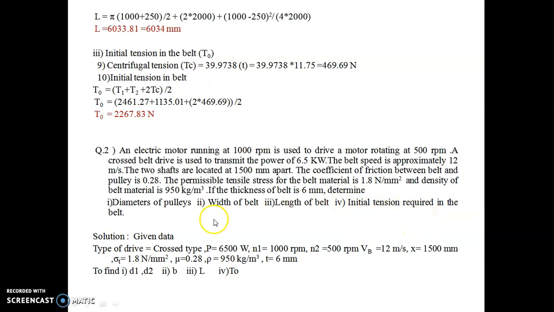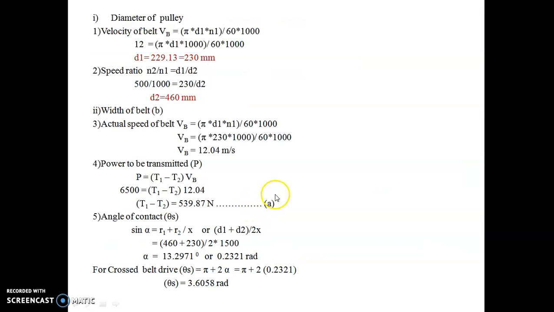First of all, we will write the given data. Type of drive is cross type. Power 6500 watt. N1 1000 rpm. N2 500 rpm. Belt velocity 12 meter per second. Center distance 1500 mm. Sigma T 1.8 Newton per m square. Mu 0.28. Rho 950 kg per meter cube and t is equal to 6 mm. We have to find out D1, D2, B, L and T0.